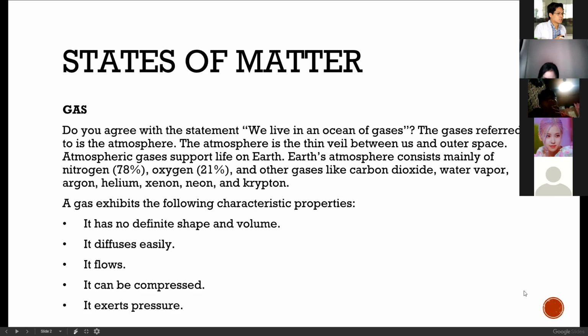A gas exhibits the following characteristics. Please take note. Number one, it has no definite shape and volume. Number two, it diffuses easily. Number three, it flows. Number four, it can be compressed. And number five, it exerts pressure.